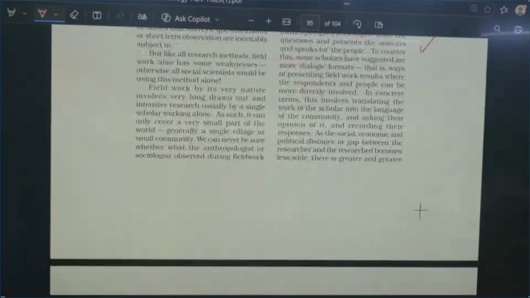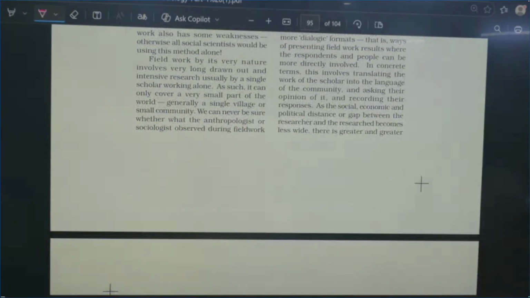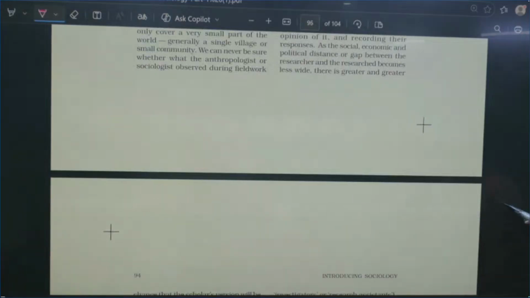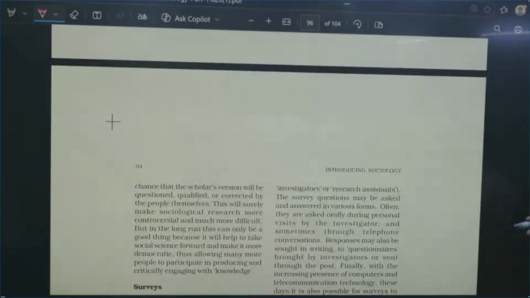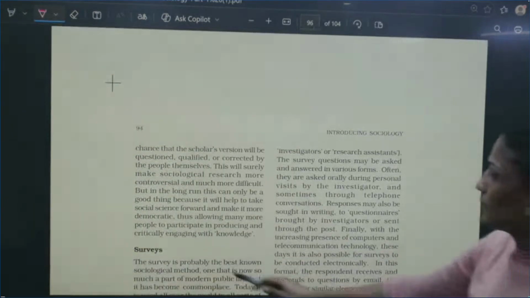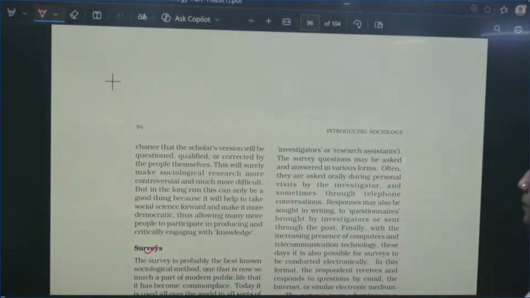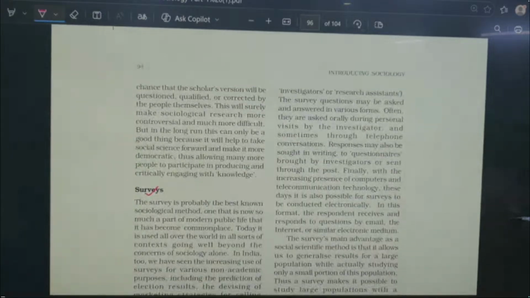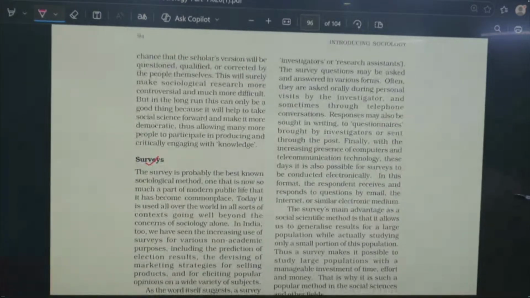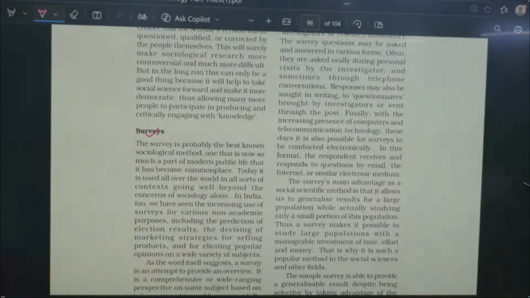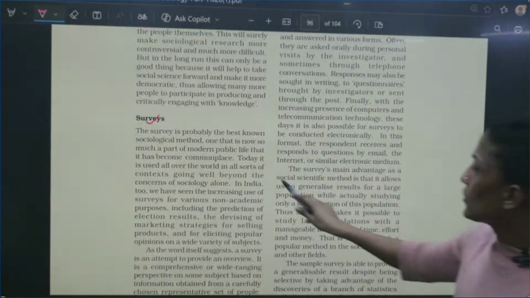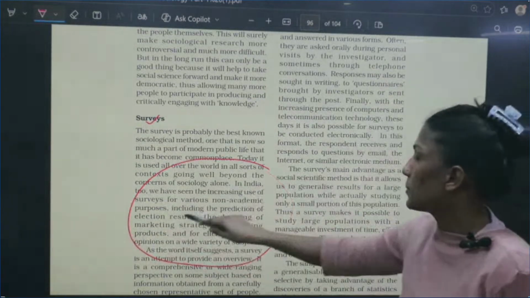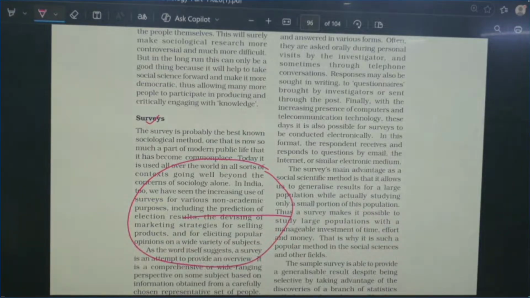I think you just have to do a quick reading on it because this is already a very important topic, so you will have to read it much deeper. Then the surveys. In India, we have seen increasing use of survey for various non-academic purposes, production of election results and so on. Okay. So what and how are we doing?